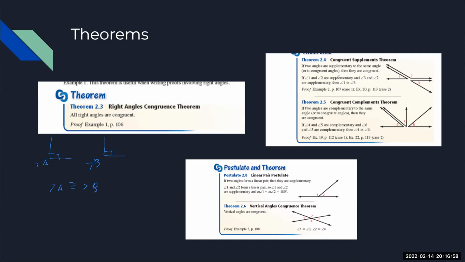Theorem 2.4, congruent supplements theorem. If two angles are supplementary to the same angle or to congruent angles, then they're congruent. If angle 1 and angle 2 are supplementary and angle 3 and angle 2 are supplementary, then angle 1 is congruent to angle 3.